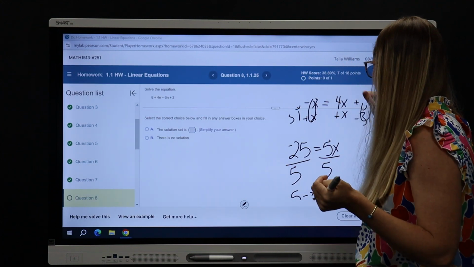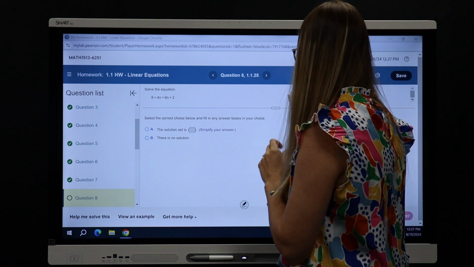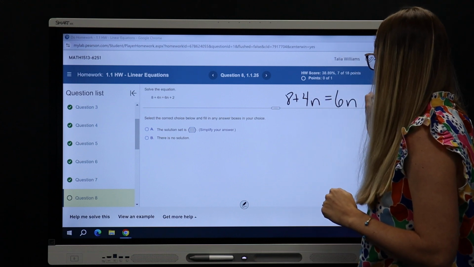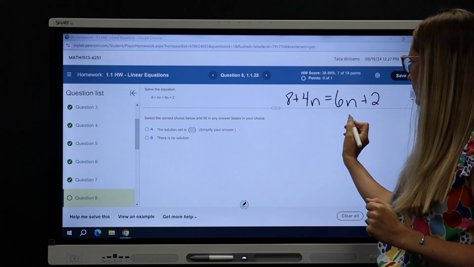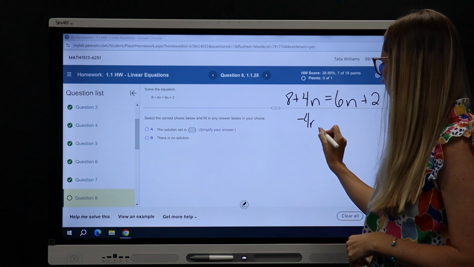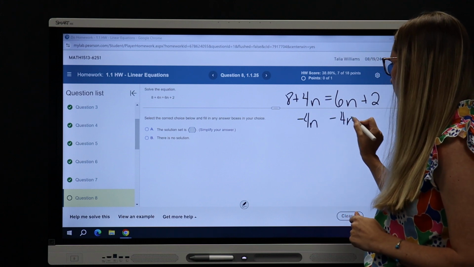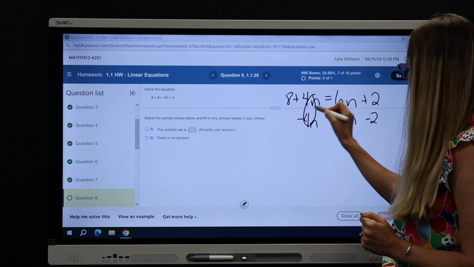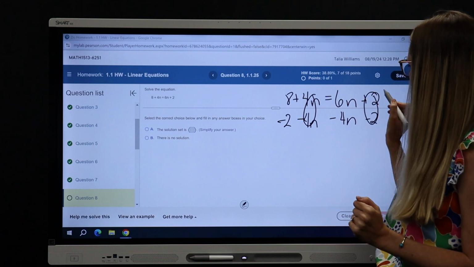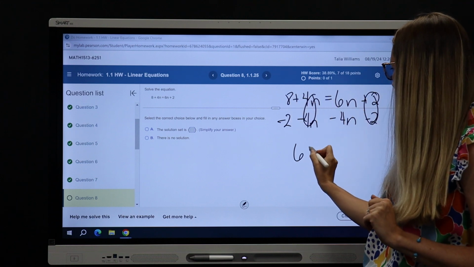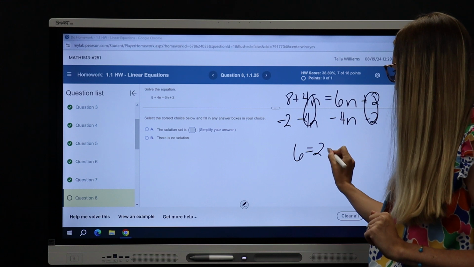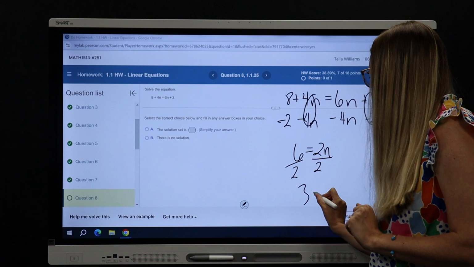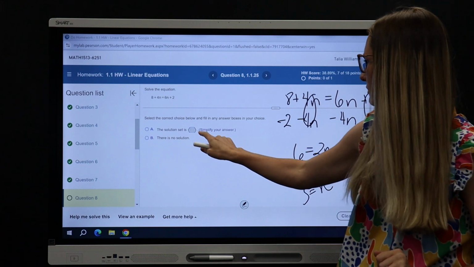Okay. Erase. So I have 8 plus 4n equals 6n plus 2. So 4 is less than 6, so I'm going to subtract 4n. I always do my letters first because that tells me how this problem's going to go. And then plus 2, opposite's going to be subtract 2. And then it's 0 over here. So 8 subtract 2 is 6. 6 subtract 4 is 2n. That's multiplying, so we divide. 3 equals n.